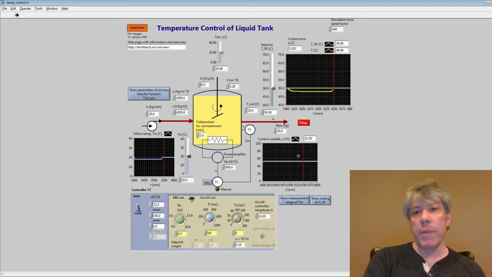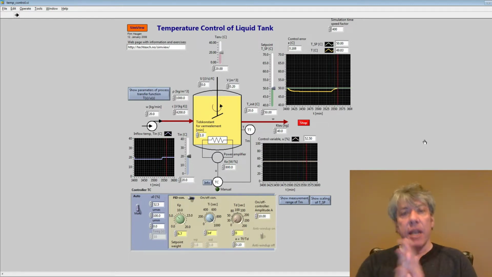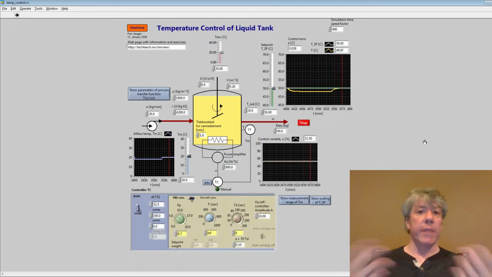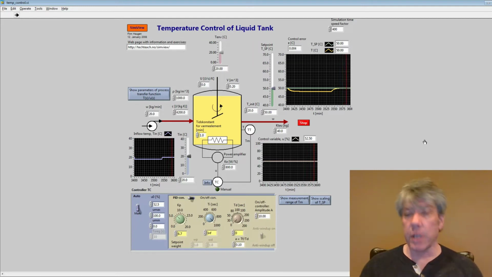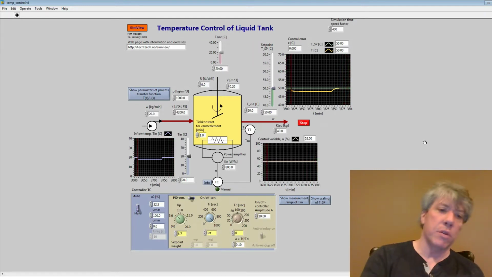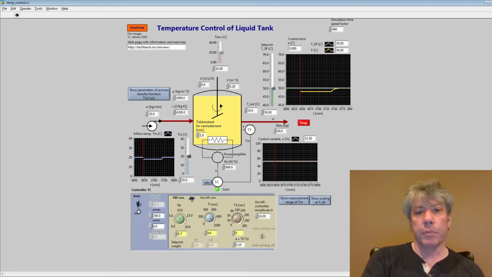So let me move that back to 20. So I need an automatic controller. In order to get an automatic controller, I've got to get good gains. In order to get good gains, I've got to measure the system. So what I'm trying to do right now is measure the system. So let's put the system into automatic mode.